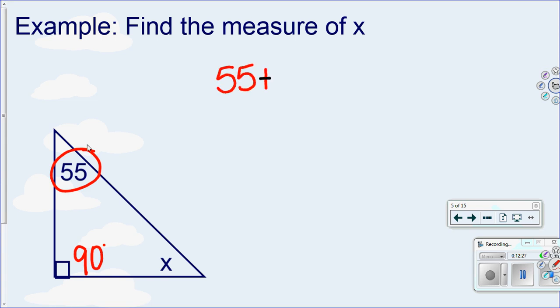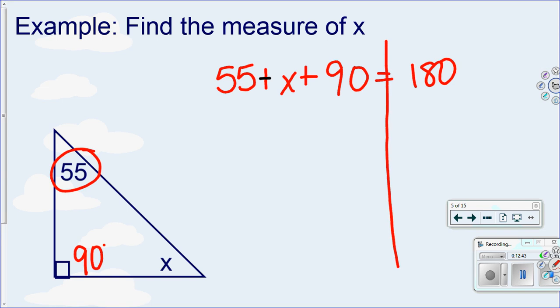55 plus x plus 90 equals what? Yes, 180 degrees. What is my first step in solving this equation? Combine like terms. Yes, what are my like terms? 90 and 55. What's 55 plus 90? Everybody? 55 plus 90?